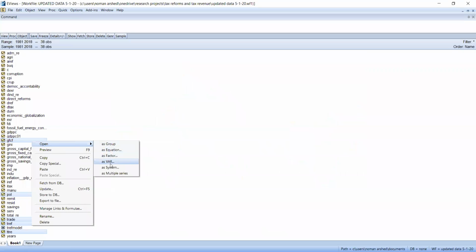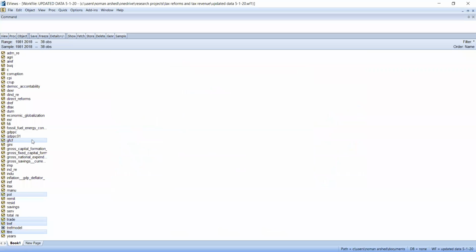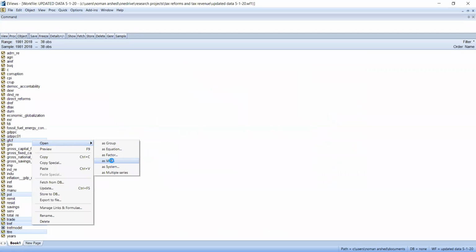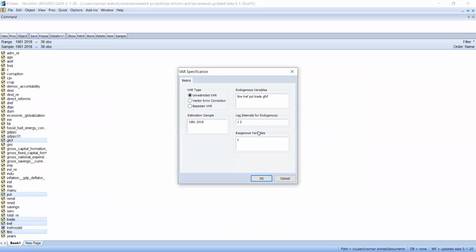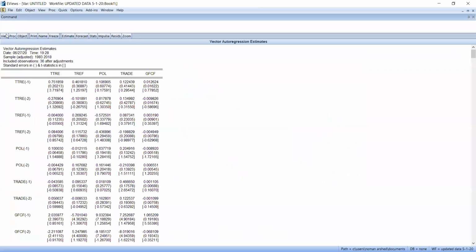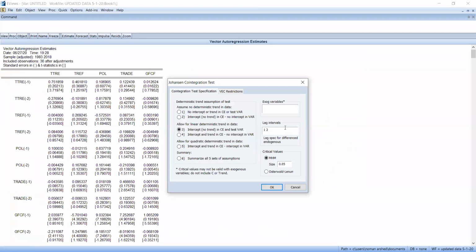Now we'll go towards VAR again. So we'll select VAR and run the VAR as it is. Now we'll go for the cointegration test, and since we know that we should use lag order 1, now we use no intercept. We will not use intercept in CE and no intercept in VAR. CE is the long run and VAR is the short run, and intercept in CE and in VAR. So it means we will use intercept in long run and short run both.